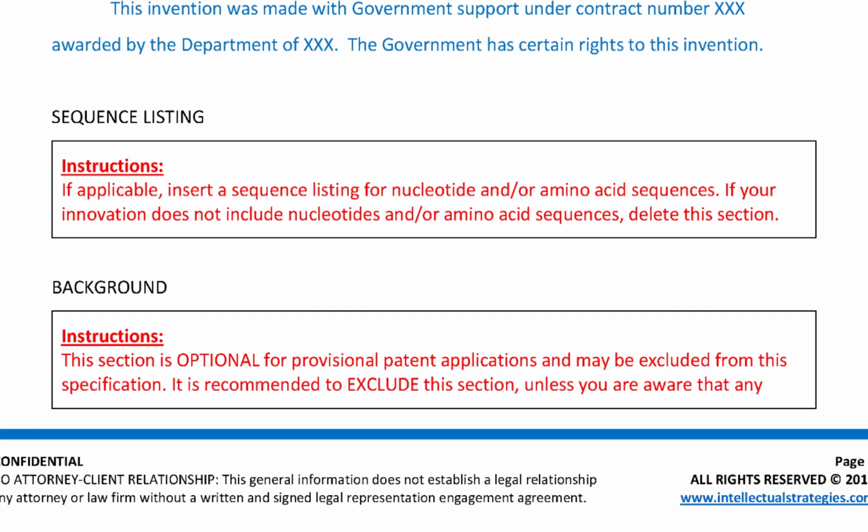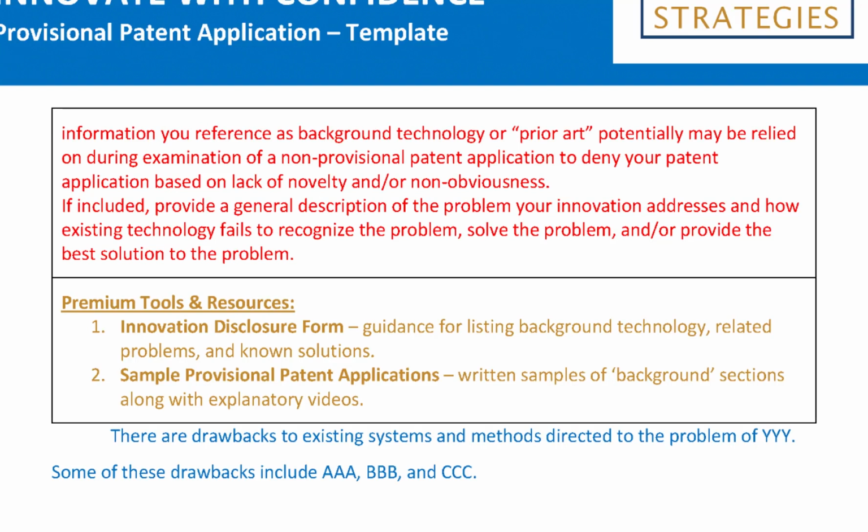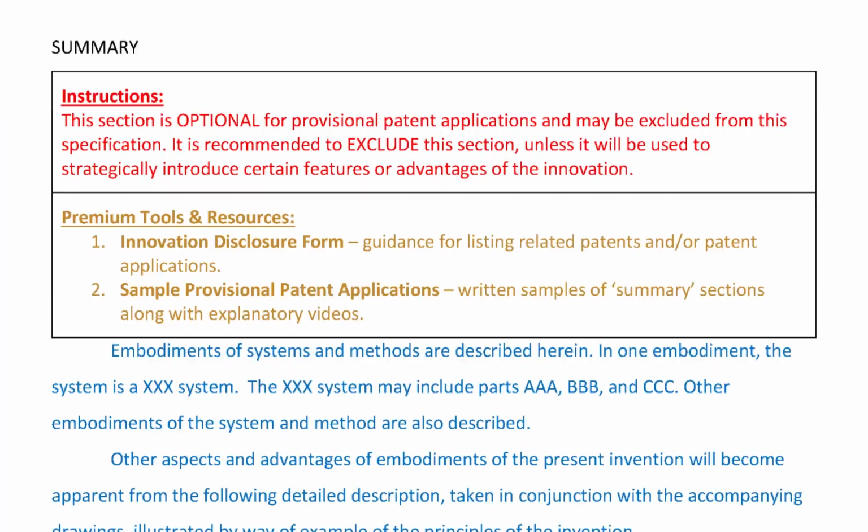For the background, we're going to put in a little bit about what the technology is that's already out there. We're going to focus more so, though, on the problems of what the technology is that exists and the lack of solutions for those problems, and we'll talk about how to do that later. Next is the summary. I would normally exclude this section because it's extra work that doesn't really give you any benefit at the provisional stage, but this is really just a summary of what your invention is or what the different versions of your invention might be.